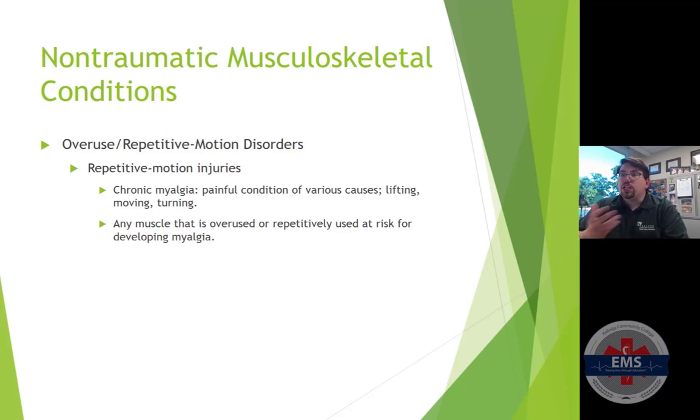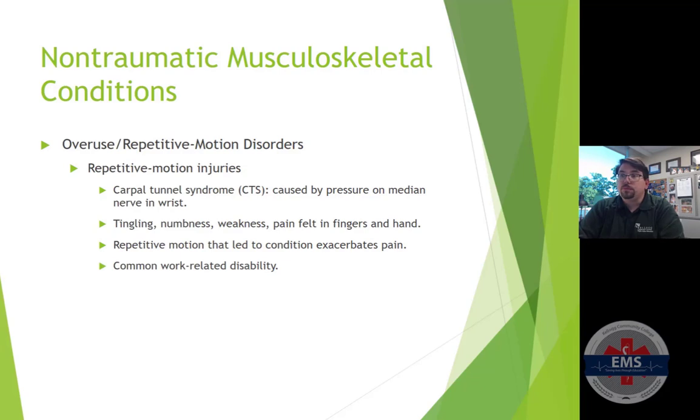Again, another one we might see is chronic malacia, a painful condition of various causes. It could be caused by any number of things: improper lifting, moving, or turning. Any muscle that's overused or repetitively used is an example of what they're going to be primarily developing.